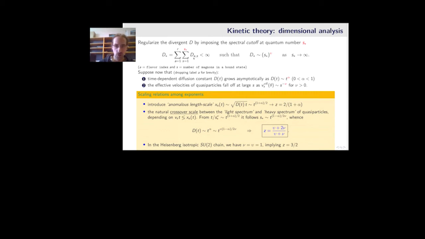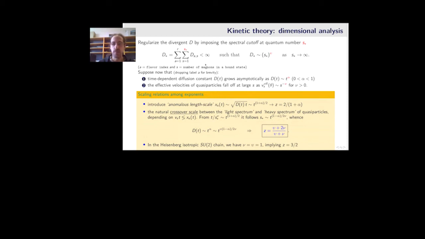A is associated with, you can think of it as, a flavor. You will have a bunch of magnons and bound states, and they can be of different flavors. This is what A is labeling. And if the rank of the group is R, there will be exactly R flavors. This is what symmetry imposes on you. And then the second quantum number is S, which tells you the number of constituent magnons inside the state.